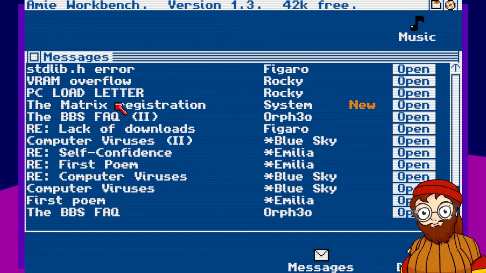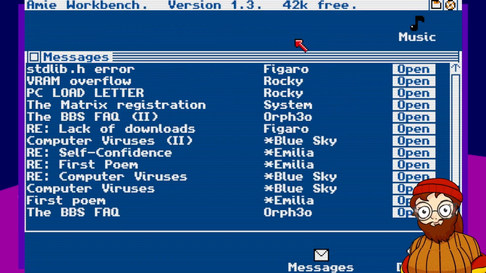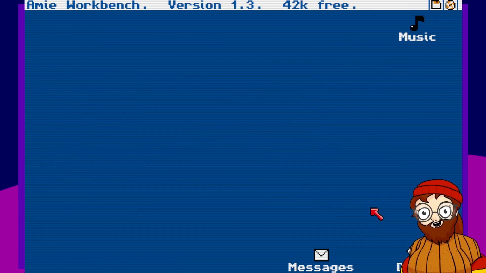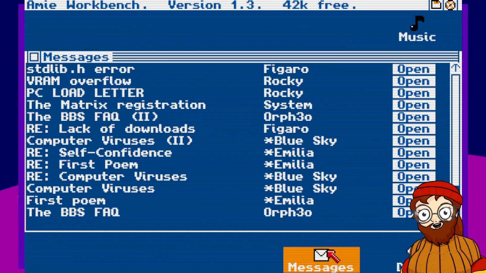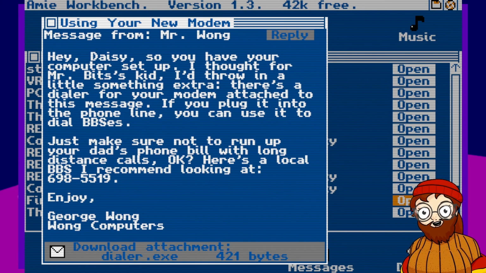And the Matrix registration. Right, of course. That makes sense. Alright, well, I think those replies won't get sent until we connect to the database, or the BBS, because that doesn't really make sense otherwise.